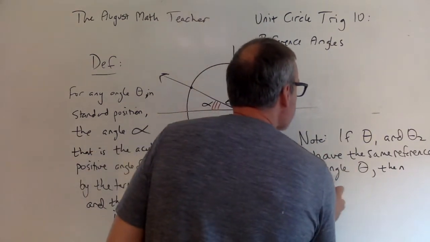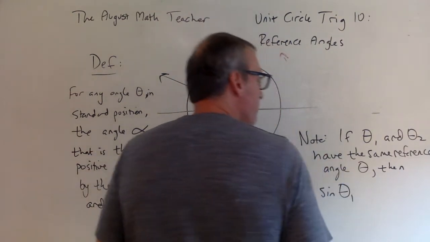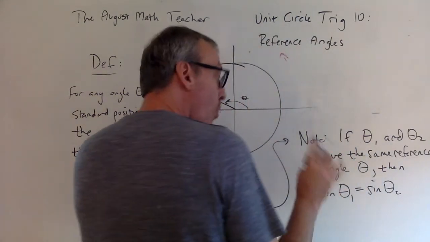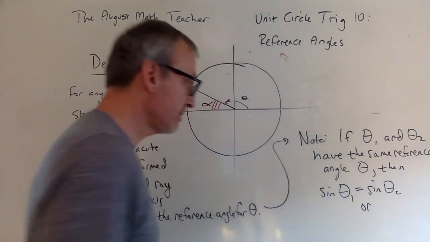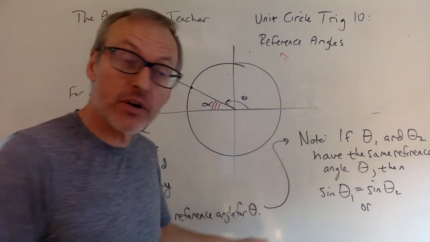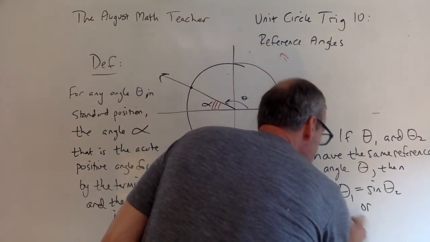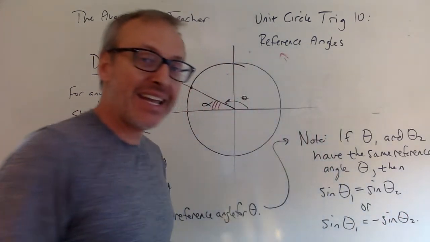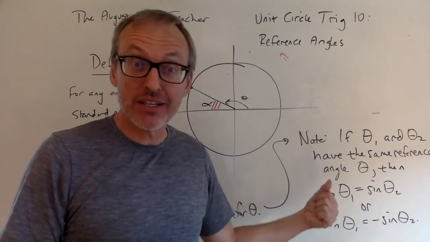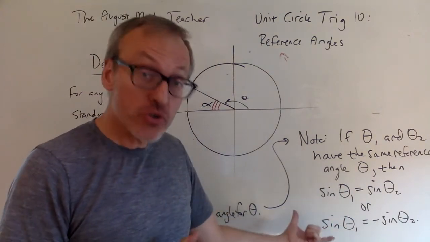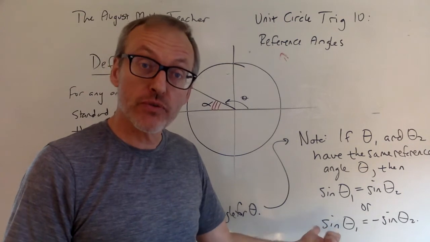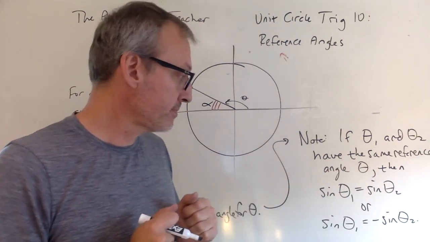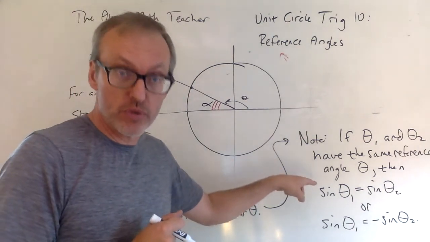then the sine of theta 1 is equal to the sine of theta 2, or it's either that or they're opposites. The sine of theta 1 is equal to the opposite of the sine of theta 2. And it turns out that's a really useful thing. And it's true not just for the sine, it's also true for the cosine and the tangent and the cosecant and all the other ones. It's true for all of them. So we're going to use this note eventually.